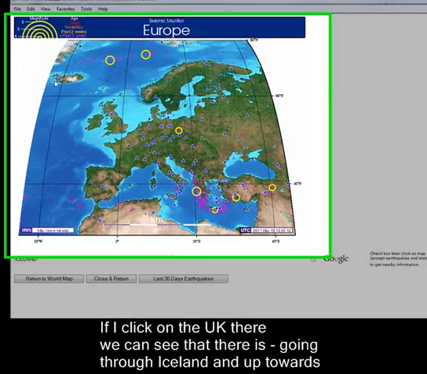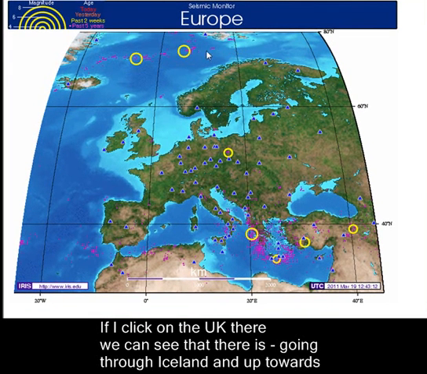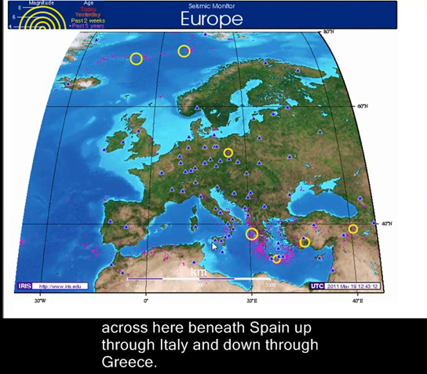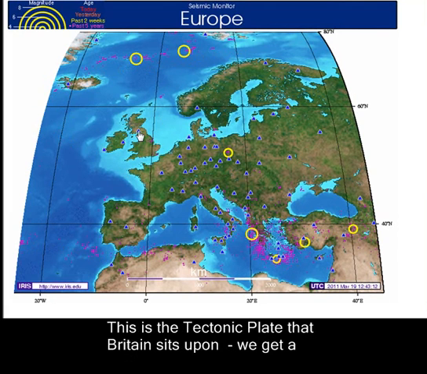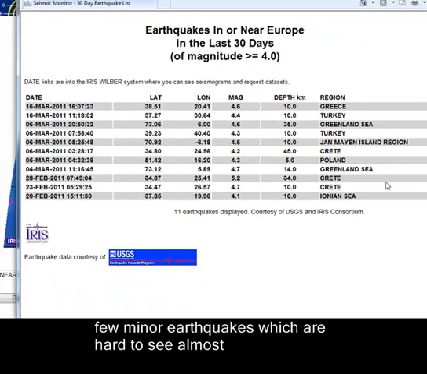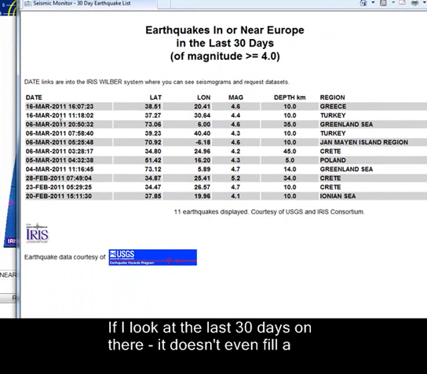we can see there is, going through Iceland and up towards the north, there is an edge of a tectonic plate that comes down through the mid-Atlantic, then across here through beneath Spain, then up through Italy and down through Greece. This is the tectonic plate which Britain sits upon. We get a few minor earthquakes which are hard to see almost. If I look at the last 30 days on there, it doesn't even fill a page.